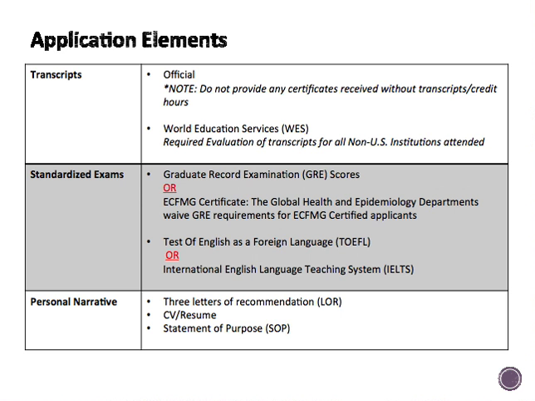The third element is the personal narrative, which includes 3 recommendation letters, 2 which come from work, and 1 from a professor at your university. A CV/resume and a statement of purpose are also required.